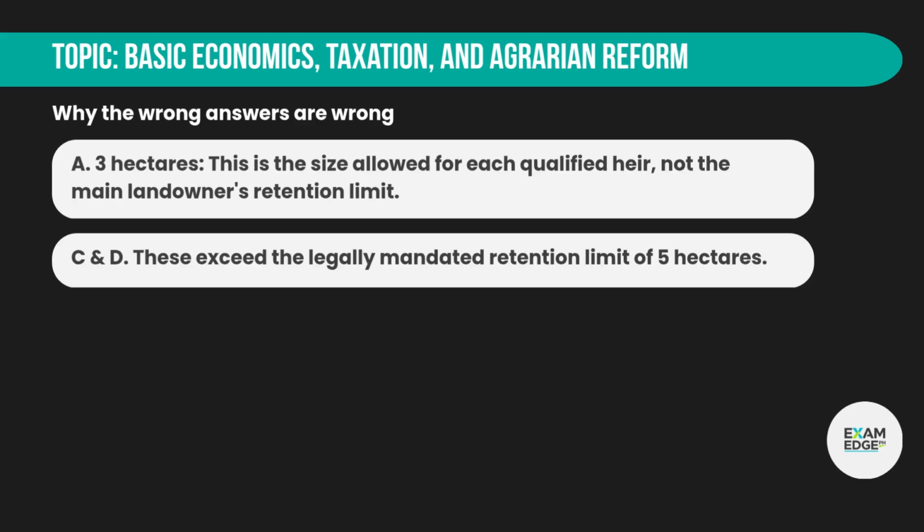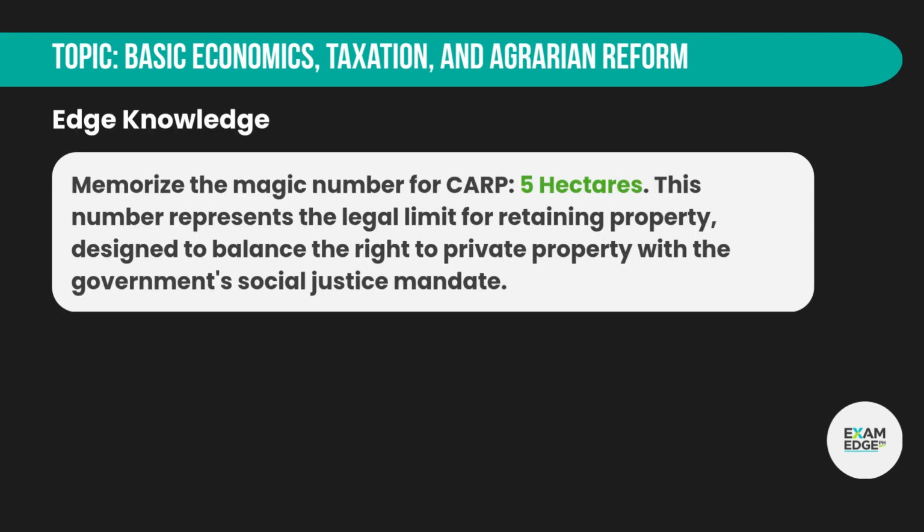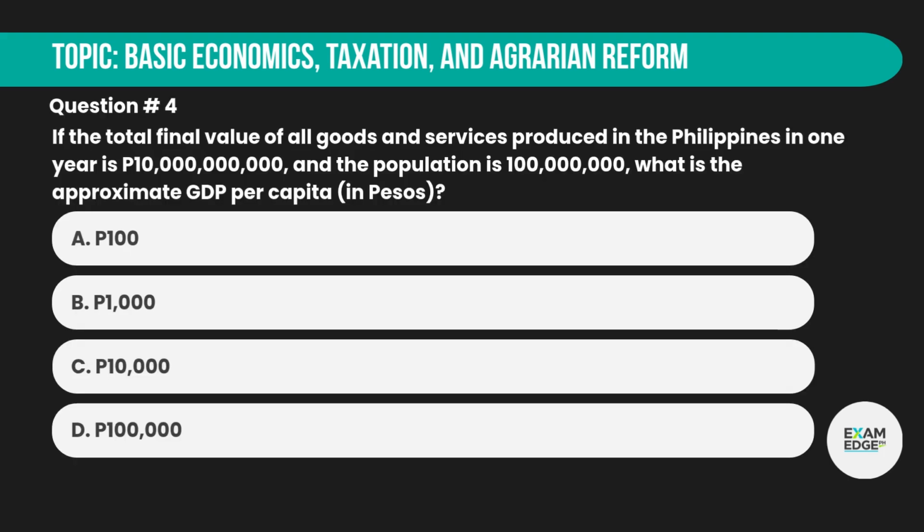Why the wrong answers are wrong? A. 3 hectares. This is the size allowed for each qualified heir, not the main landowner's retention limit. C and D. These exceed the legally mandated retention limit of 5 hectares. Edge knowledge. Memorize the magic number for CARP, 5 hectares. This number represents the legal limit for retaining property, designed to balance the right to private property with the government's social justice mandate.